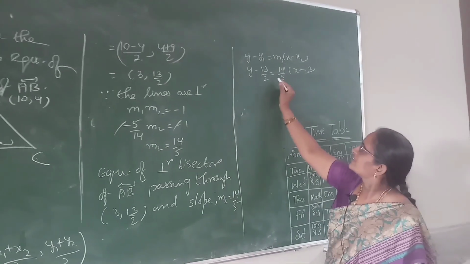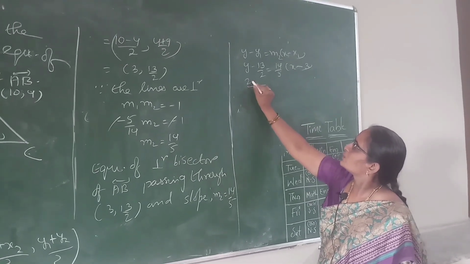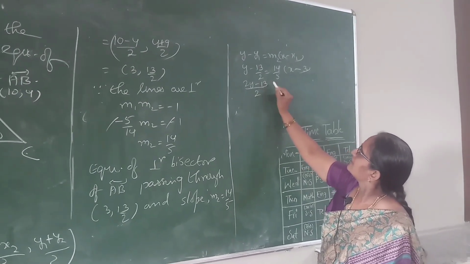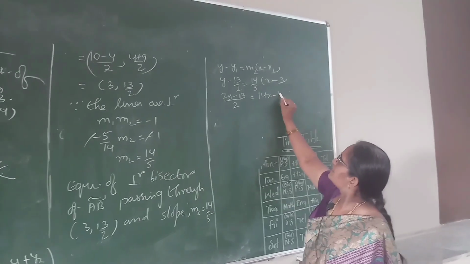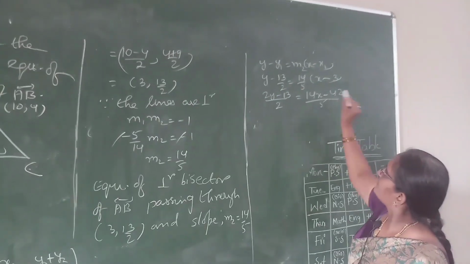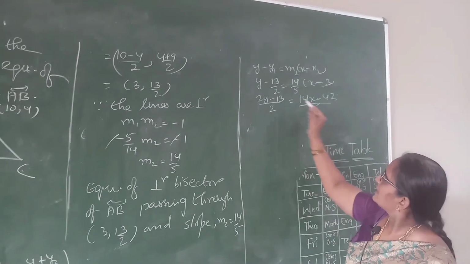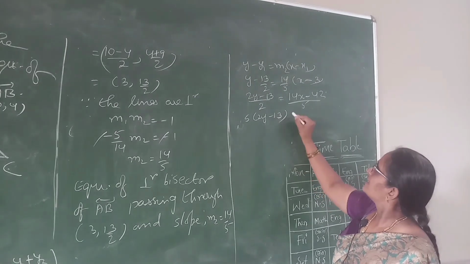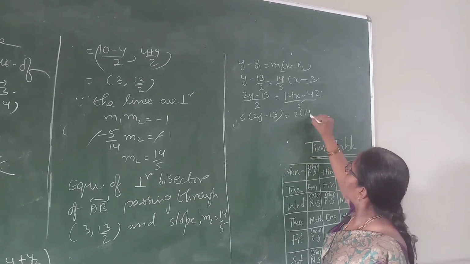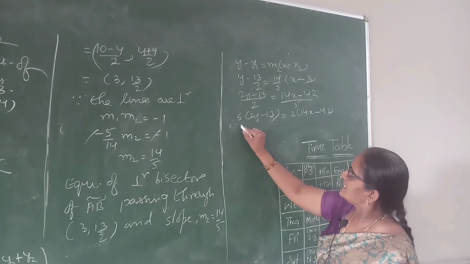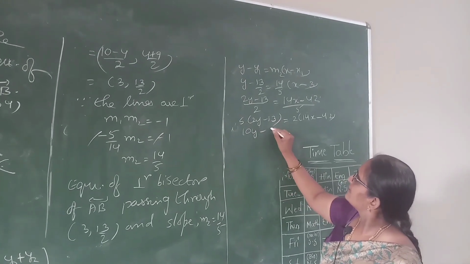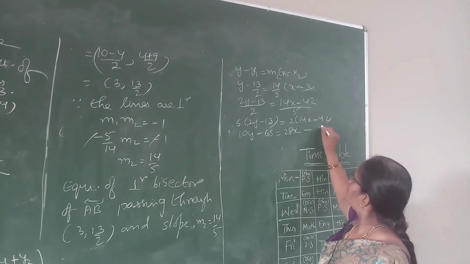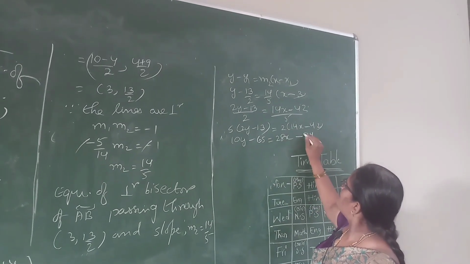Now see here, take LCM, that is 2y minus, what you are getting here? 13, which is equal to 14 times x minus 3 by 5, that is 14x minus 42 by 5. Okay na children? Now you multiply, cross multiply here. 5 into 2y minus 13 is equal to 2 into 14x minus 42. That is 10y minus 65 equal to 28x minus 84.